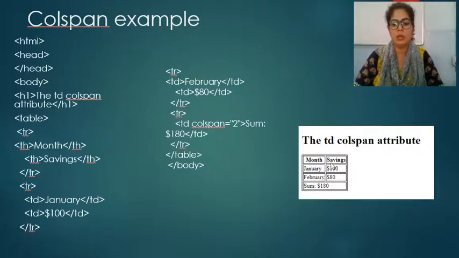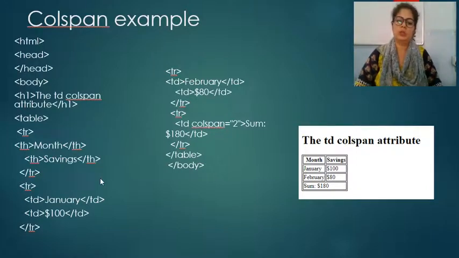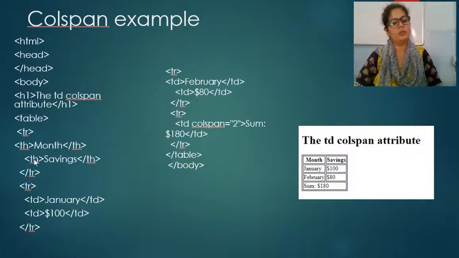and saving are in bold form, they are in heading form. So in that case you have to use th tag. So th tag month, th close, th tag saving, th close. So tr close. So in the first row you have given two values.